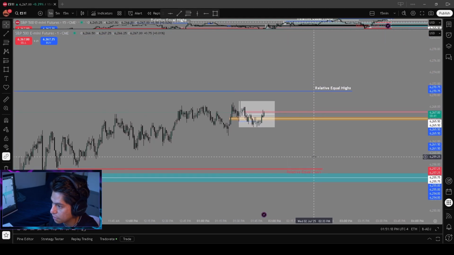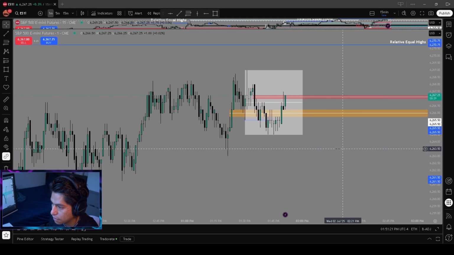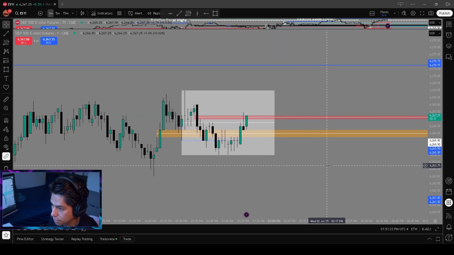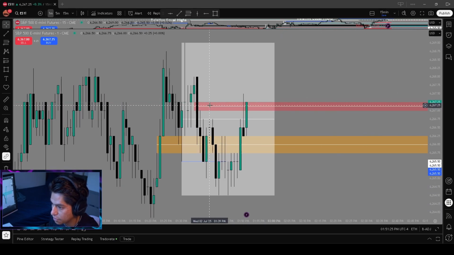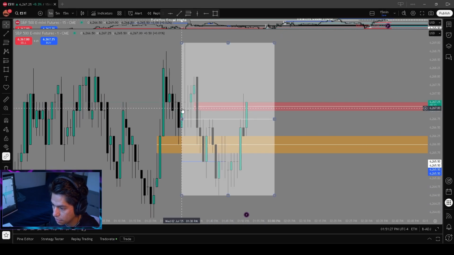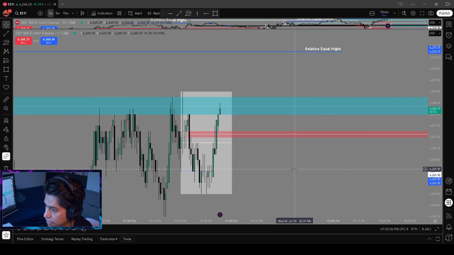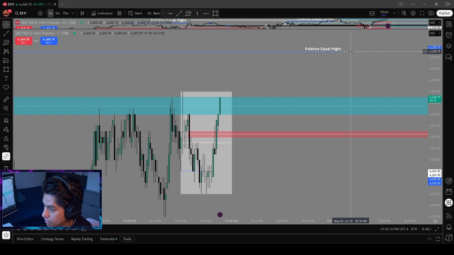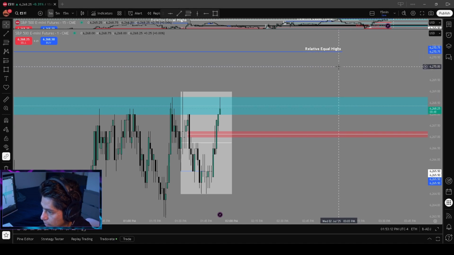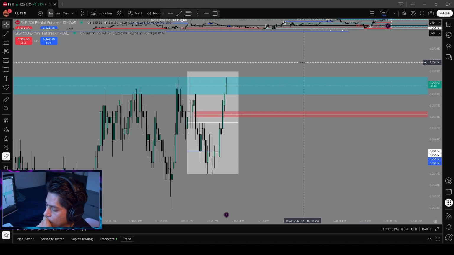And now we're kind of just waiting. Okay, so here now we're in this first percentage fair value gap of the afternoon range, which would be 1:30 to 2 o'clock. So I do want to see if it kind of rejects here, but I feel like we're heading towards these relative equal highs up here. But we'll see right now.